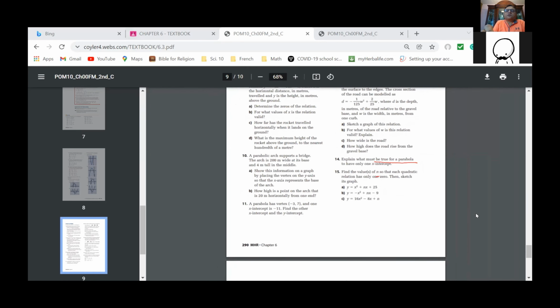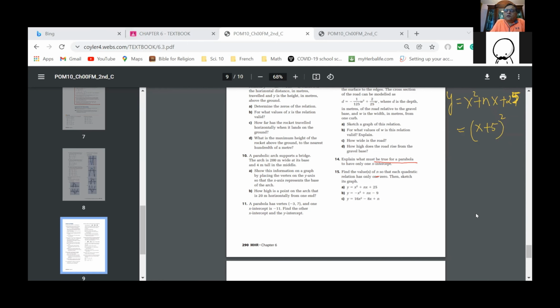So let me write down this equation here. We are given y equals x squared plus nx plus 25, right? We only want one root, right? So we know it is a perfect square. x plus 5 whole square will work for us. You get the idea? Yes, sir.